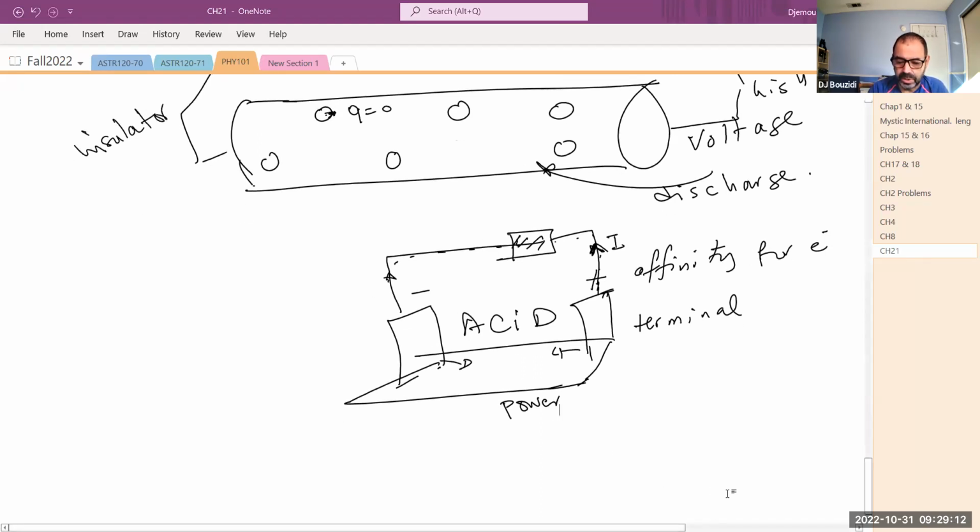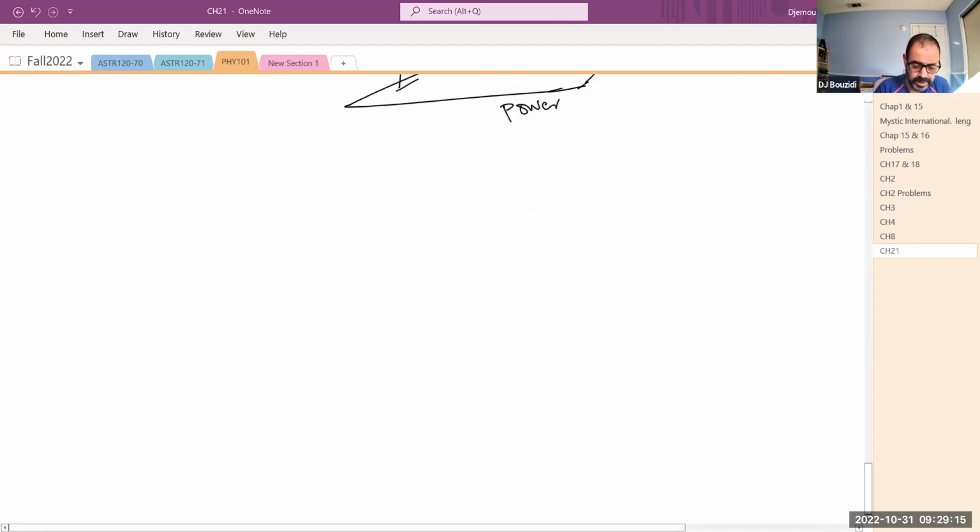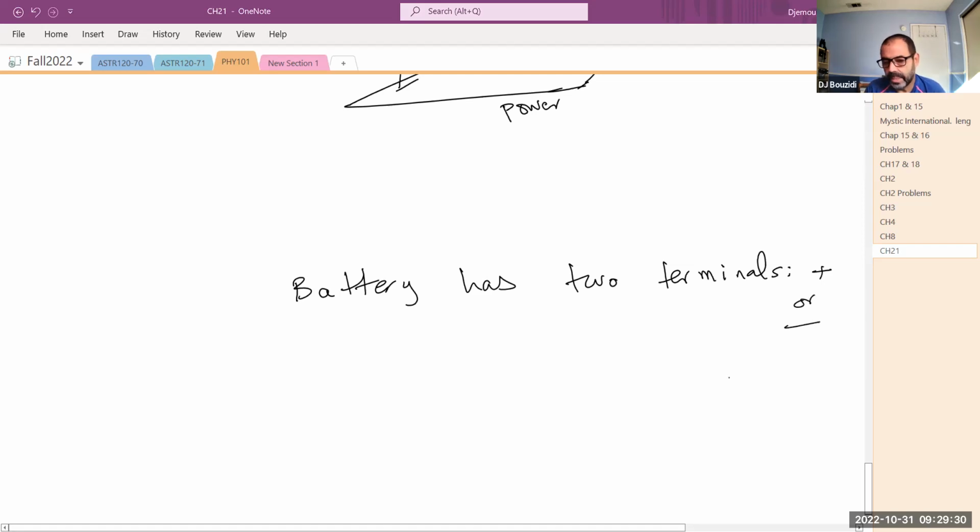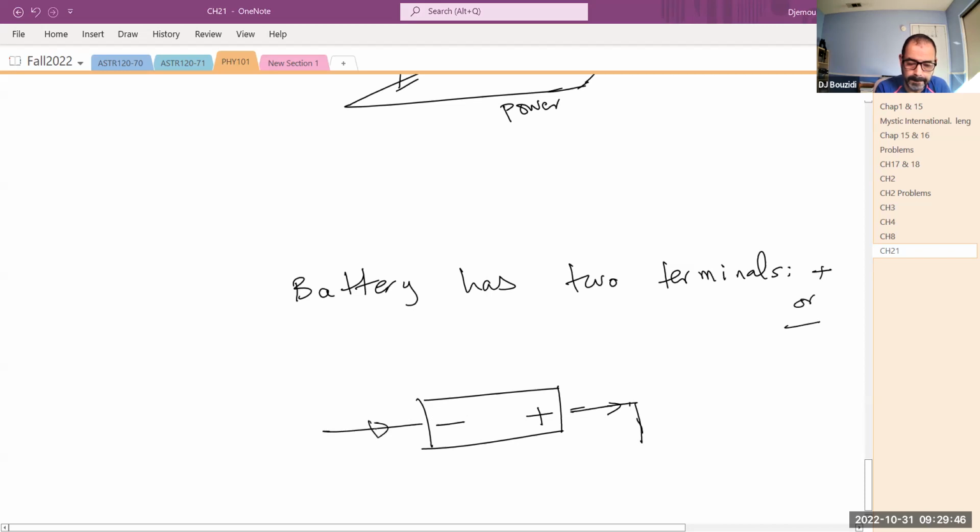So each battery has two terminals. Positive or negative. That's it. Positive and negative. So it has two of them. They're separate. So this is how the battery would look like. Positive on one end and negative on the other. So the current will flow from positive to negative if you close the circuit.